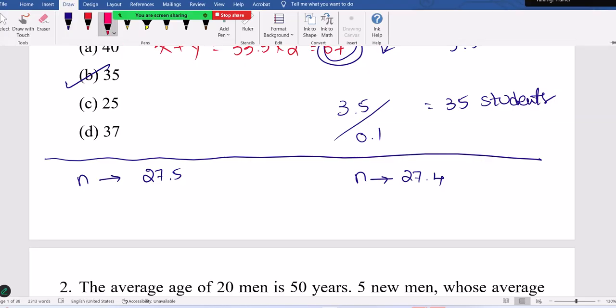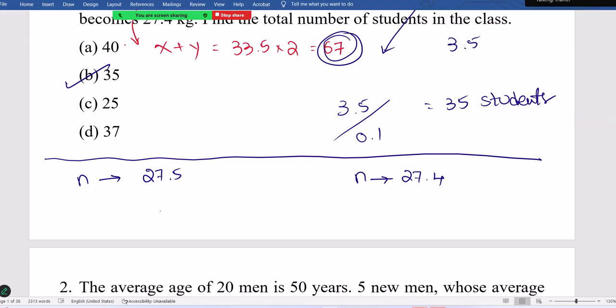Here I agree. See, average decreasing by 0.1 means each person is decreased by 0.1. Average gives equal distribution. So why did this decrease happen? There are two students whose summation is 70.5 who are removed and 67 is added. These people removed and these people added. Because of that, we can clearly understand 3.5 is decreased. Overall 3.5, but each candidate should be decreased by 0.1.